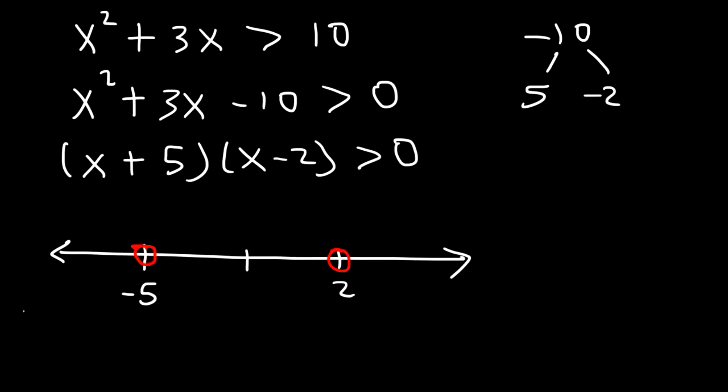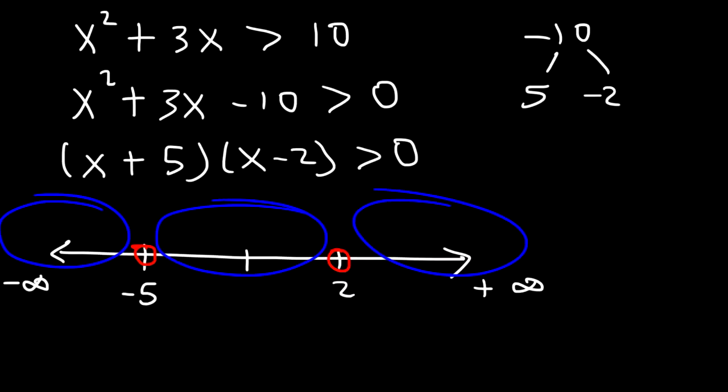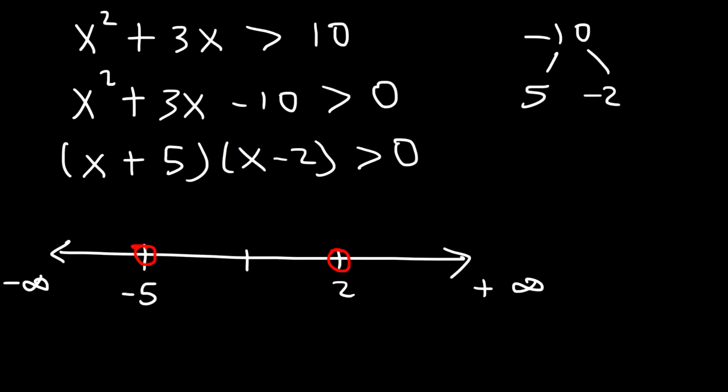Now, all the way to the left, we have negative infinity. All the way to the right, we have positive infinity. Now, there's 3 regions of interest. This is the first region, the second, and the third. Now, the product of these two factors has to be positive, greater than 0. So we've got to see which of these 3 regions is positive and which one is negative.